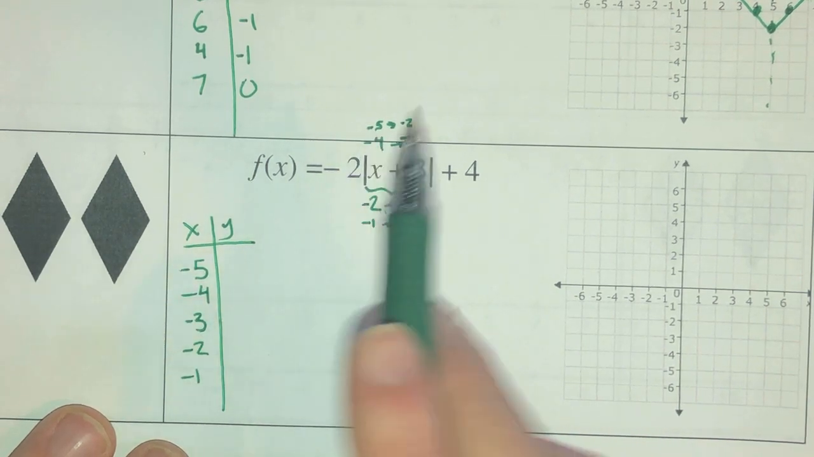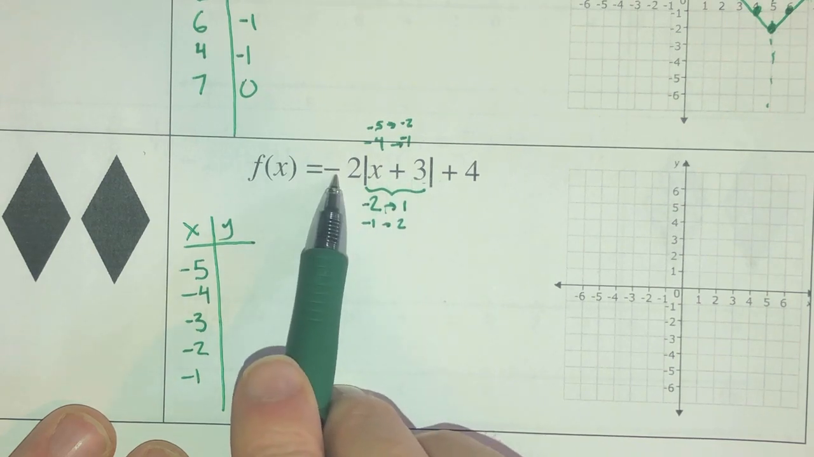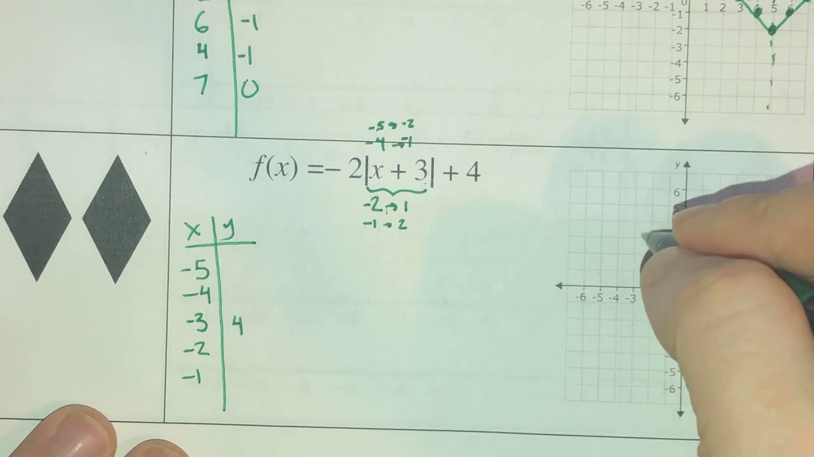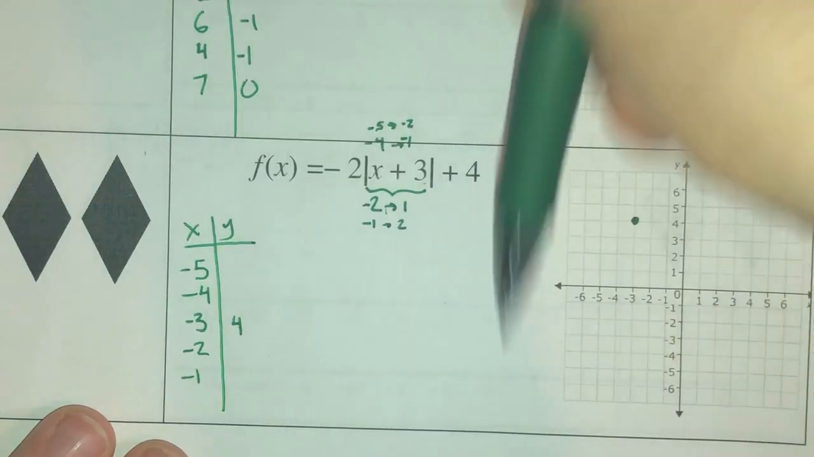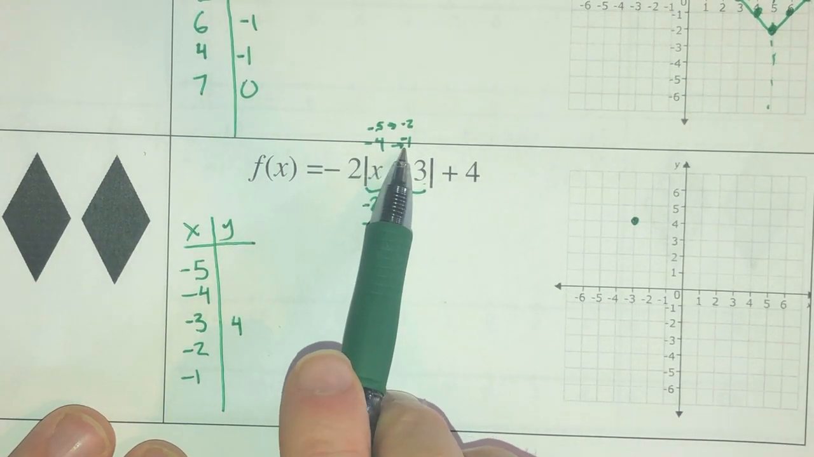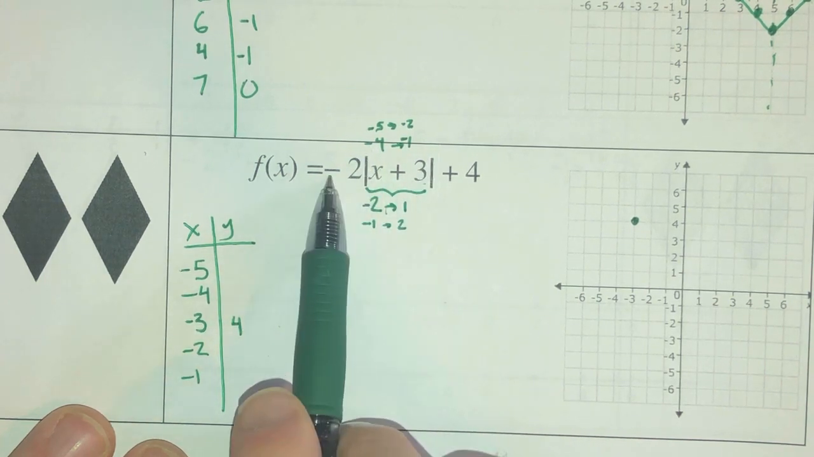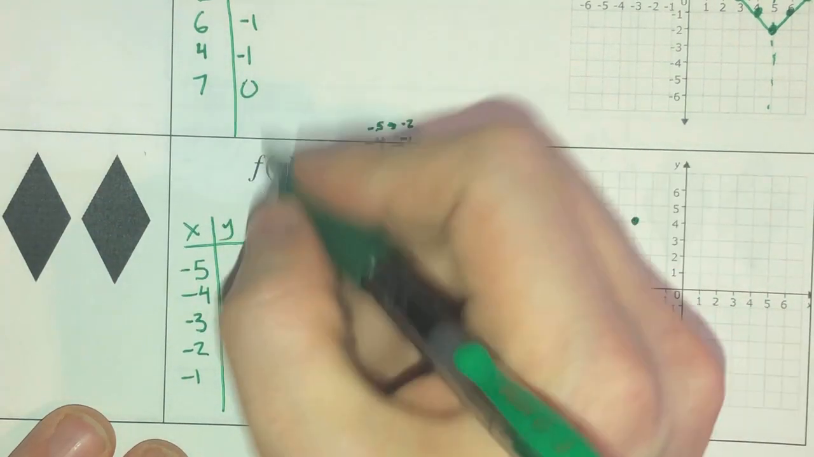So look, I plug in negative 3. This becomes 0. Negative 2 times 0 is 0. 0 plus 4 is 4. So I've got negative 3, 4. Now notice this is negative, so I should have a downward pointer. Okay, negative 4. Negative 4 plus 3 is negative 1. Absolute value is 1. 1 times negative 2 is negative 2. Negative 2 plus 4 is 2.